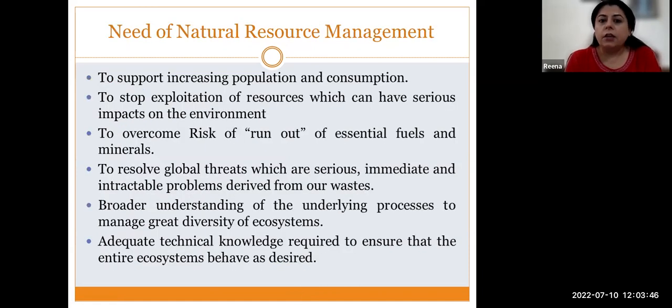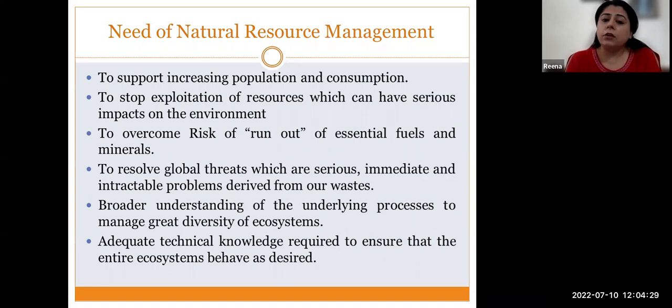So starting with the need, I think most of you are already aware by now how sustainable development is significant for adequate management of all kinds of resources, and natural resource is not an exception to that. With increasing population and consumption, there is a need for natural resource management. To ensure that you are not over exploiting the resources, you need to manage them in a manner which can fulfill your present needs as well as take care of the needs of future generations.